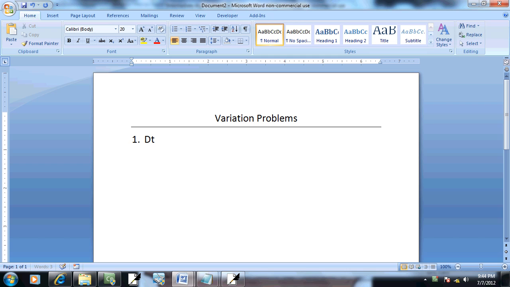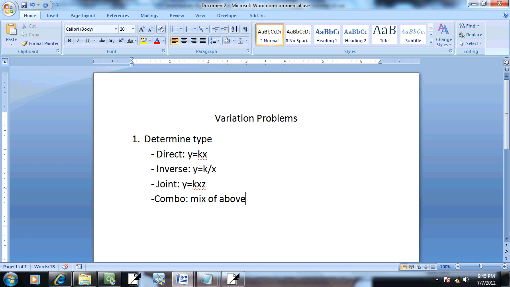Step 1. Determine the type. There's direct variation, which is the form y is equal to kx. Now k is a constant that you'll be solving for. There's inverse, which is y is equal to k over x. There's joint, which is y is equal to kxz. And there's a combo, which is a mix of the above. And there's no set way it will generally look.